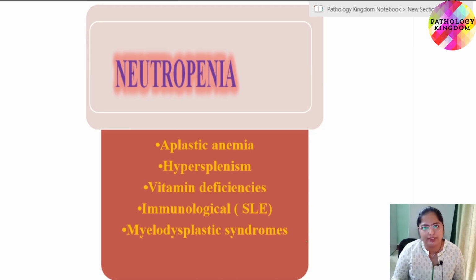Now, neutropenia. The examples are aplastic anemia, hypersplenism, vitamin deficiency, immunological disorder, for example SLE, systemic lupus erythematosus, and myelodysplastic syndromes.